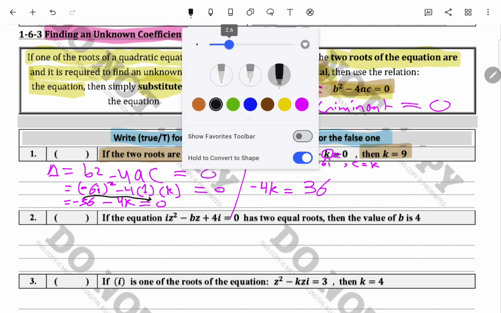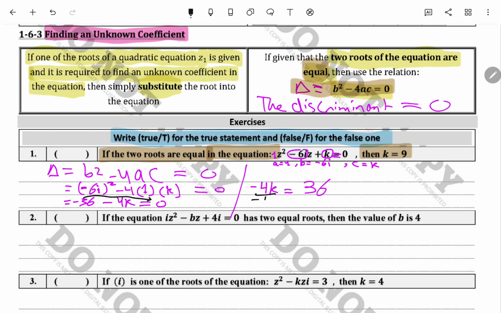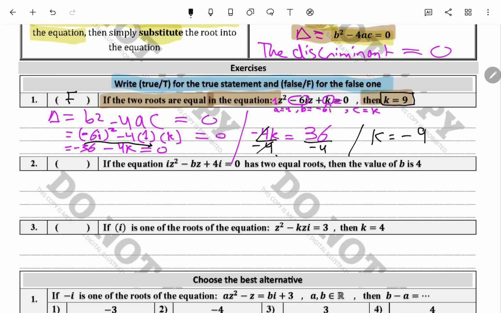Divide both sides by negative 4 and cancel them. You get k equals negative 9. The answer he gave you was positive 9, which is not true. So it is false.